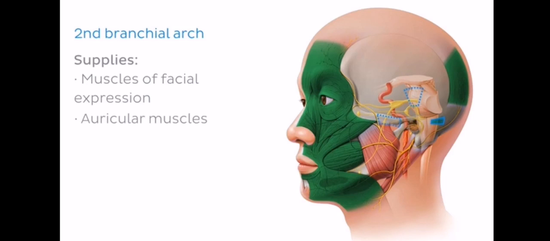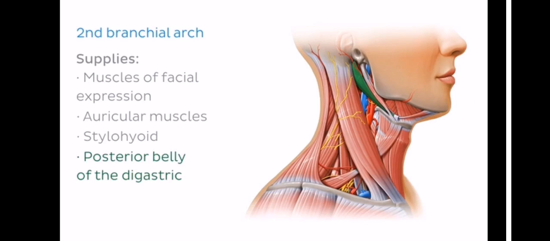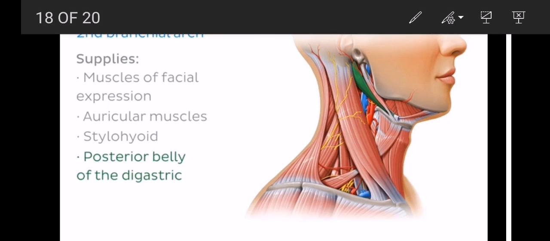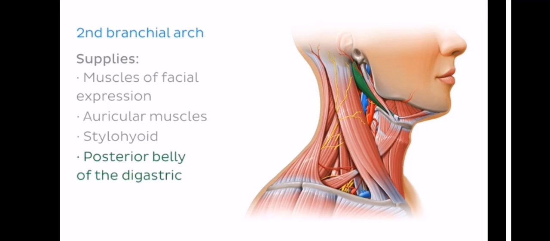Therefore, the facial nerve supplies the muscles of facial expression as shown, highlighted in green, the muscles related to the auricle, the auricular muscles that are highlighted here in blue, and it also supplies the stylohyoid muscle and the posterior belly of the digastric.